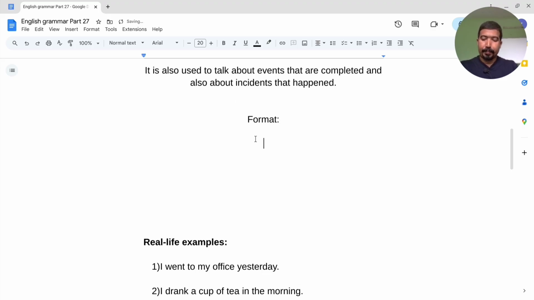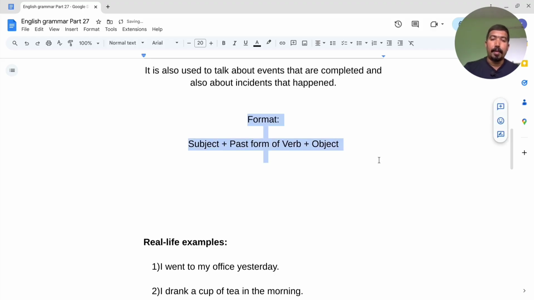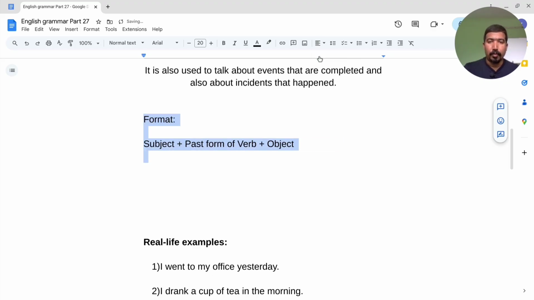Format is subject plus past form of verb plus object. So this is the format here. Give me a few seconds. I'll get this done in a few seconds. Please wait. Okay, so this is the format.